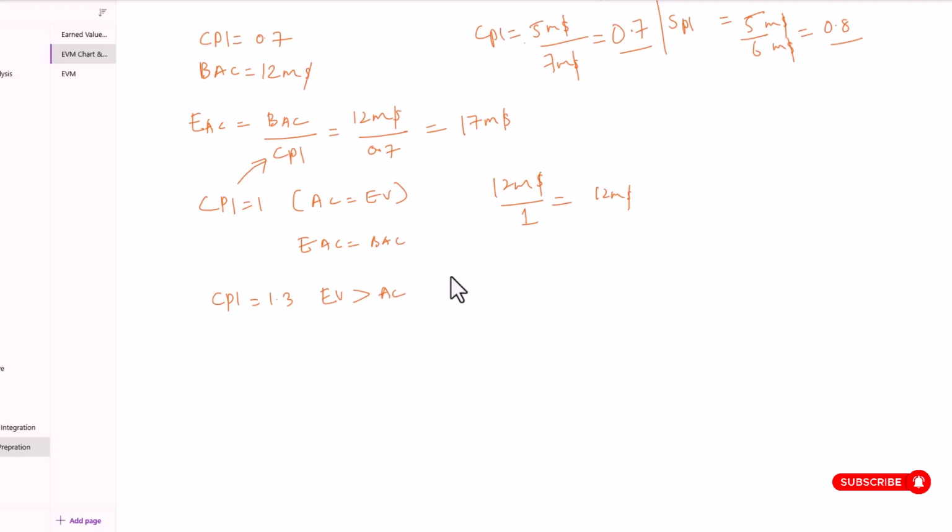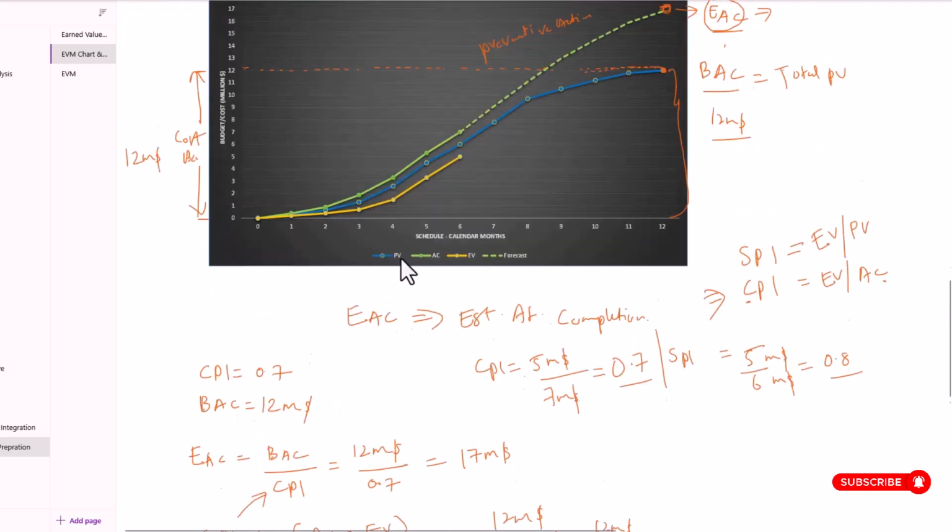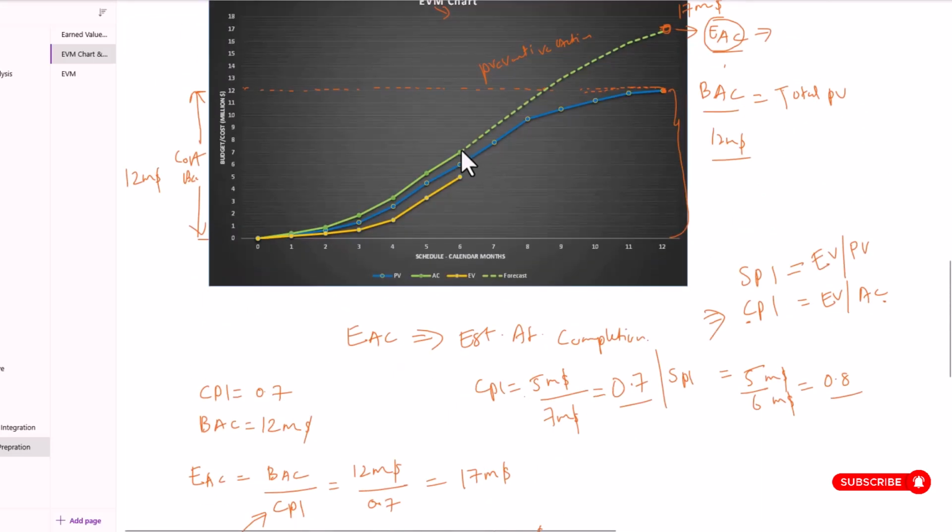Right? So let's say EV divided by AC is the CPA value. If the numerator is greater than the denominator, only then you get values greater than 1, like 1.3, isn't it? So if you look at this graph, the delta between these two is all about the CPA value. Okay, this is your earned value, this is your actual cost. Now we are calculating CPA based on EV divided by AC.